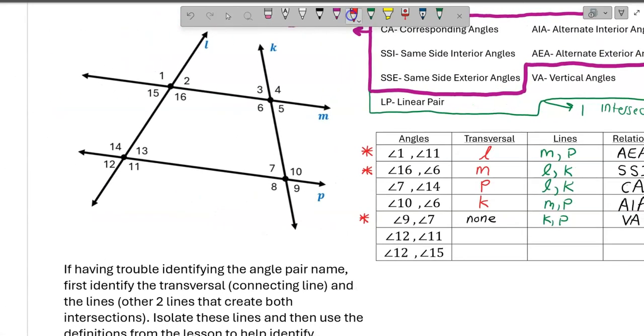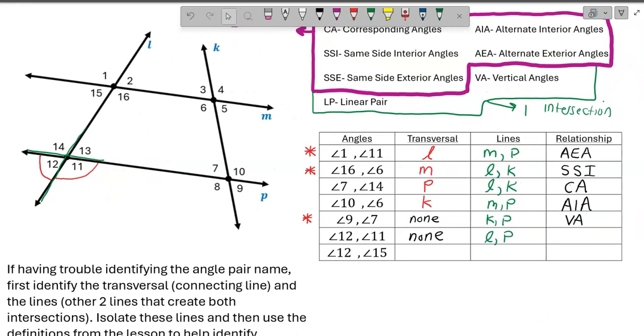12 and 11. So 12 and 11 are actually occurring at the same intersection. So much like the example we did when we walked through 9 and 7, there will be no transversal here. They are made up of 2 lines still. That would be lines L and P. And funny enough, L and P spell the word linear pair. That was no coincidence, of course. That was just a coincidence, I meant.